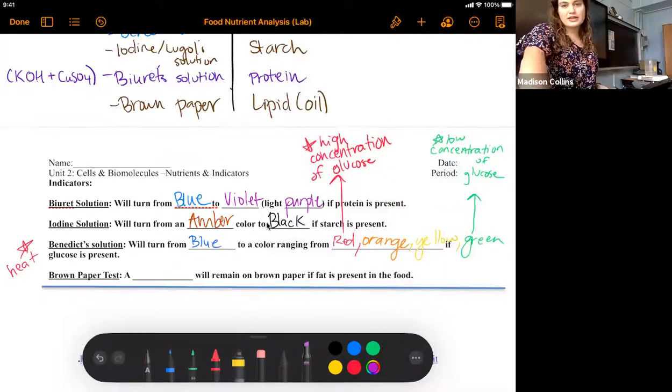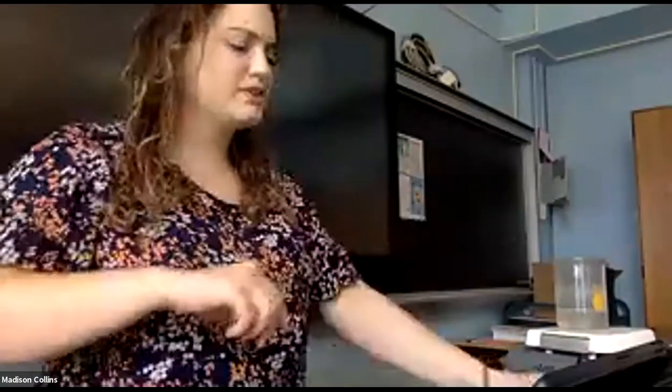Now time for our very last indicator test, our brown paper. And can someone remind me, what is our brown paper testing for? What is that an indicator for? Oils or lipids. So I'm going to take this piece of brown paper, and starting out, it's this lovely brown shade. And we're going to call this opaque because no light can pass through it. But we're going to see what happens when we add oil to the surface.